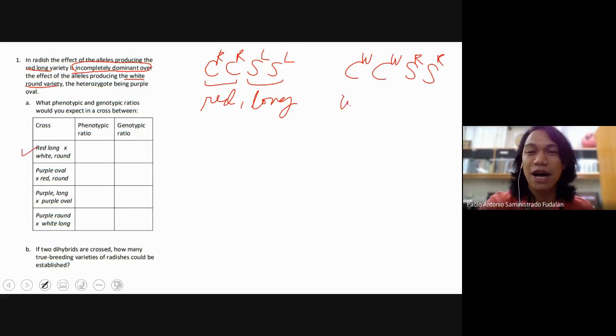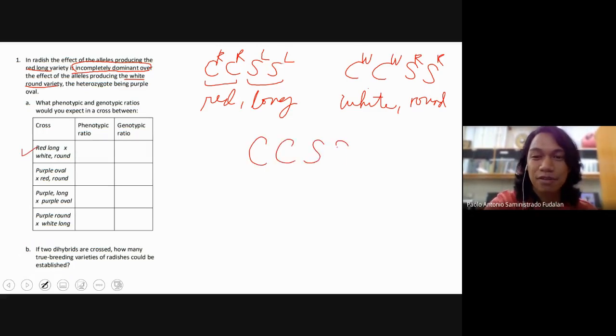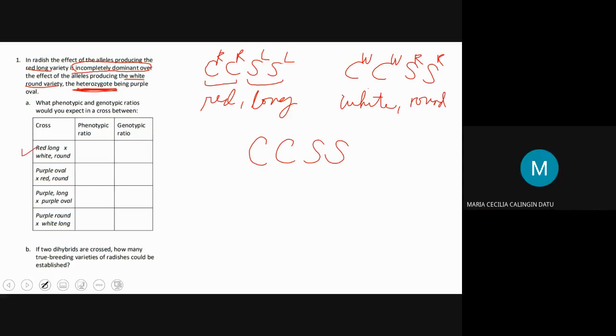So this one will be white colored and round at the same time. Now, there is also another variety here, a purple oval. How will a purple oval look like in terms of genotype? So we have our CC and our SS ready here. How will a purple oval look like? A purple oval is a result of a heterozygote. What does that mean? A dihybrid. It could be RW and LR.